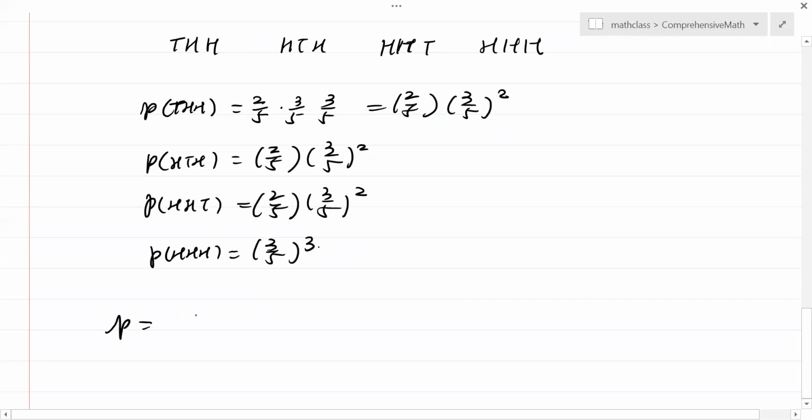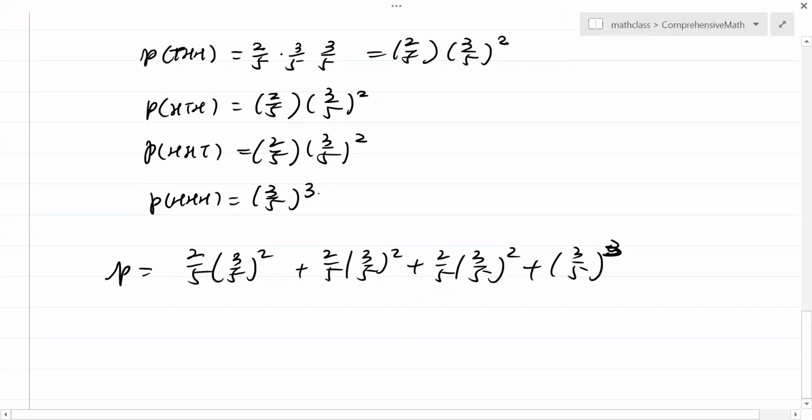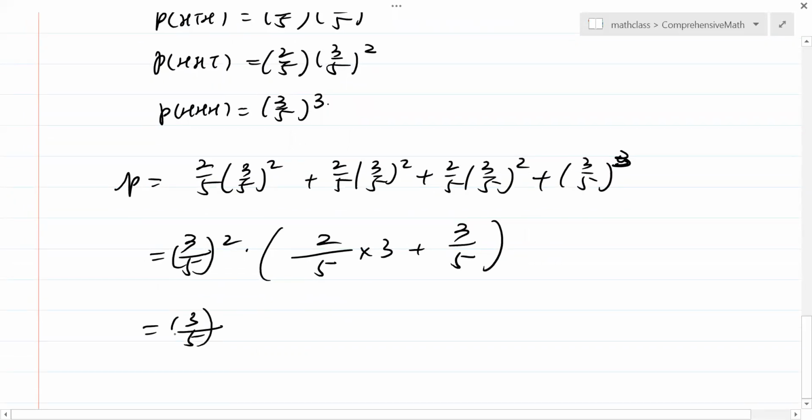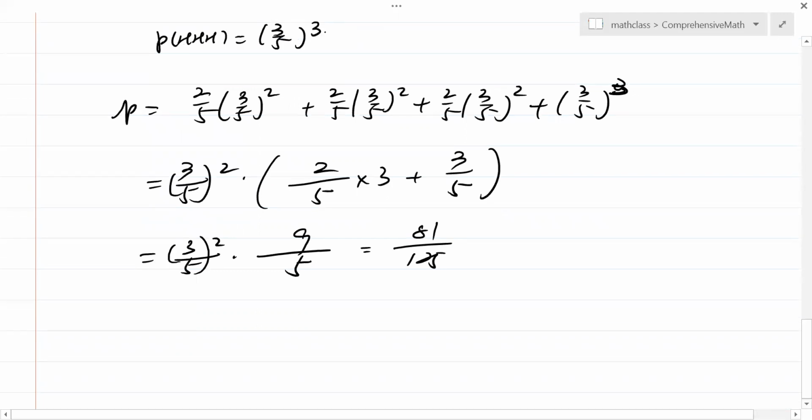Then the total should be the sum: 2/5 times 3/5 squared, plus 2/5 times 3/5 squared, plus 2/5 times 3/5 squared, plus 3/5 cubed. Now to simplify this, what is the best way? Well, there's a common factor, 3/5 squared. And then you multiply by 2. So that is a quick way, and this is going to be 9 over 25 times 9 over 5, that's 81 over 125. You can quickly get this answer. Okay, good job. So we applied the product rule.